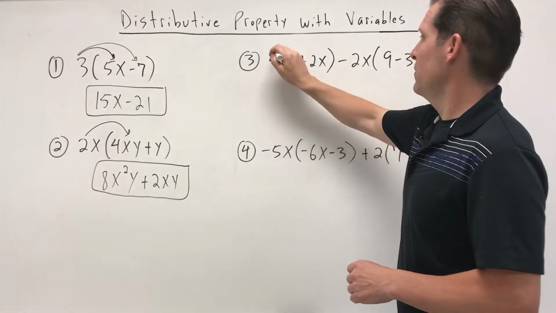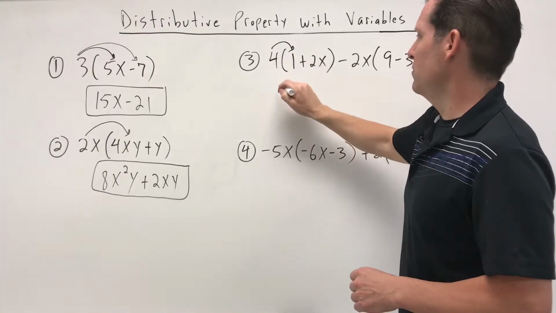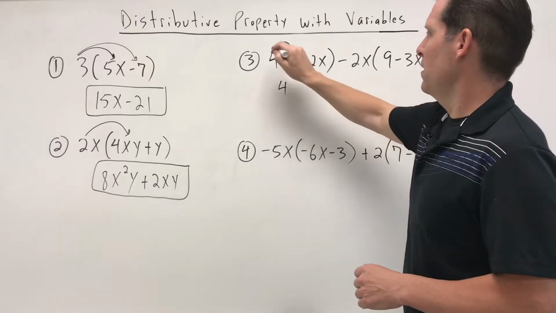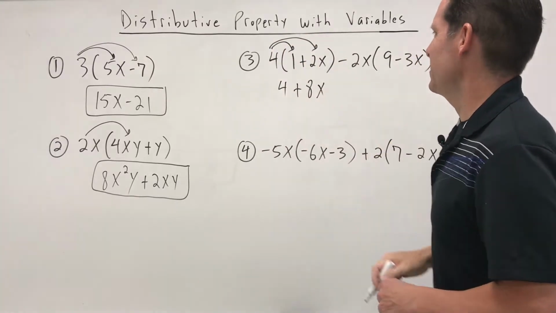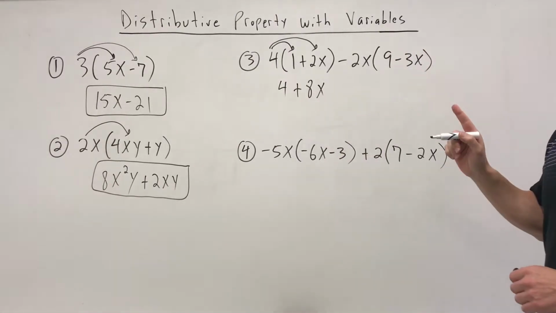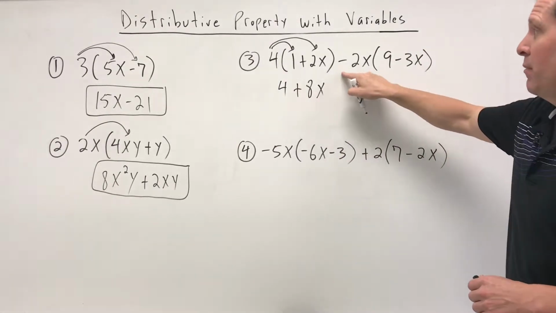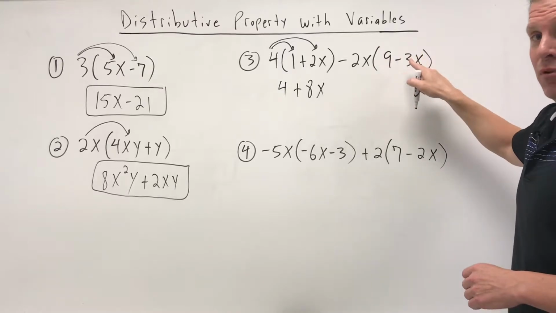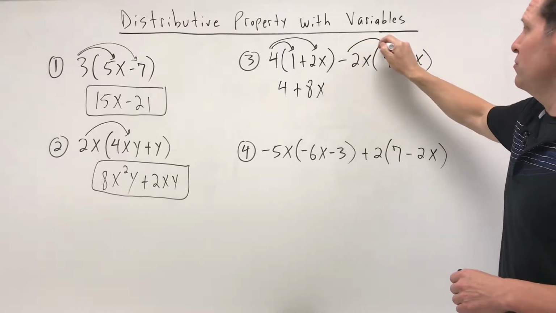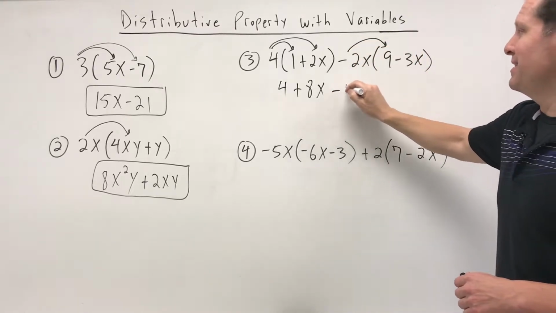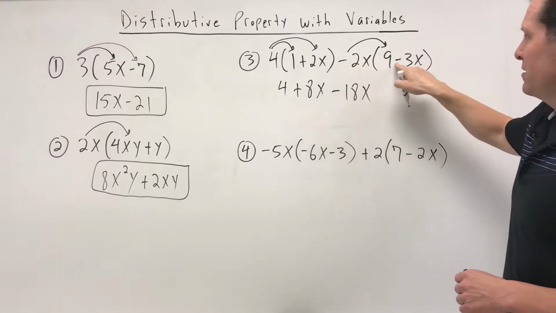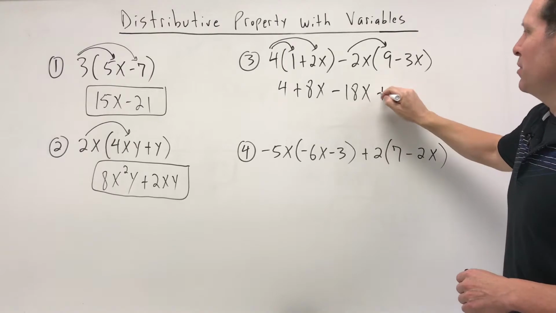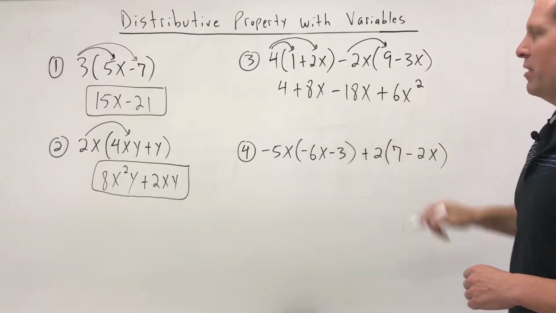So let's start here. So we got 4 times 1, which is 4, and then 4 times 2x, which is 8x. Now we're going to multiply the second one. Remember it's the minus 2x. We're going to distribute that into both terms. So this is going to be minus 2x times a positive 9 is minus 18x. And then negative 2x times minus 3x is plus 6x squared.